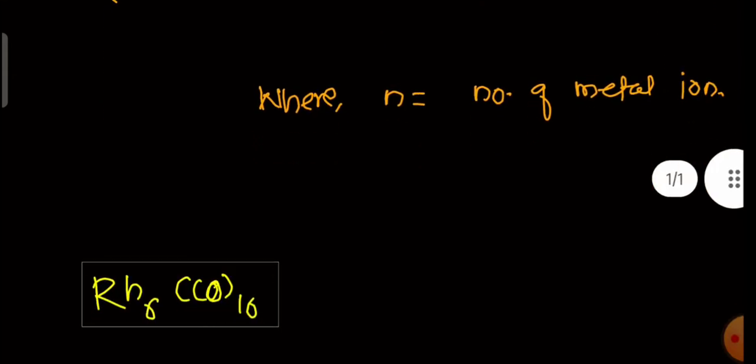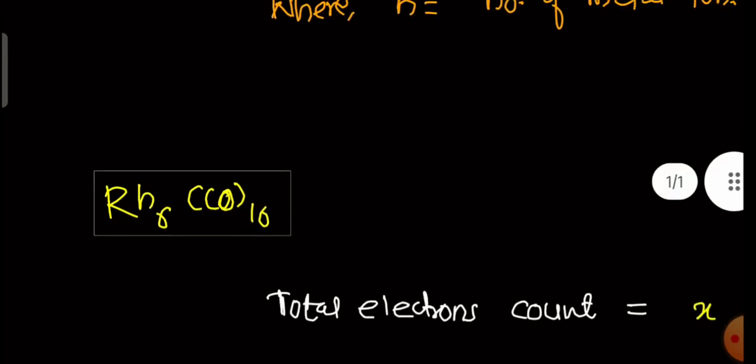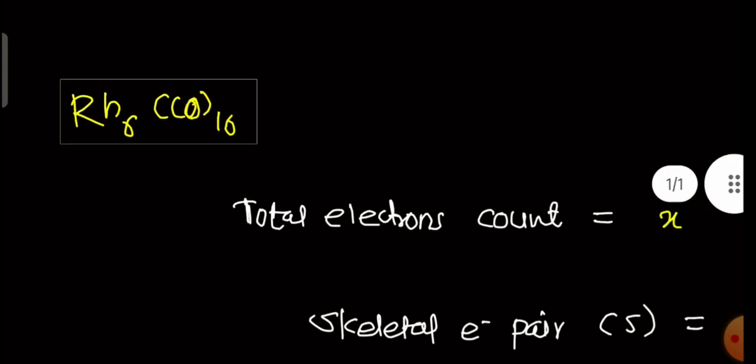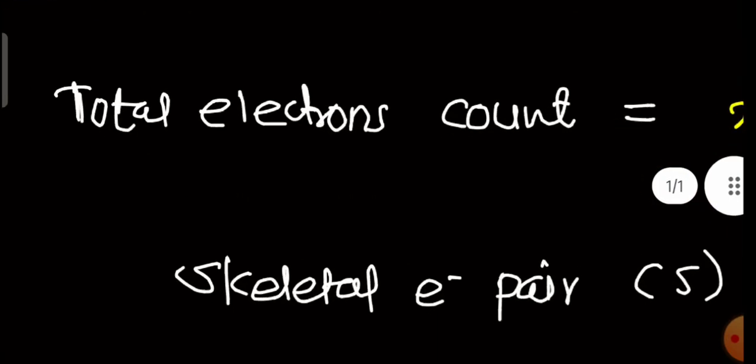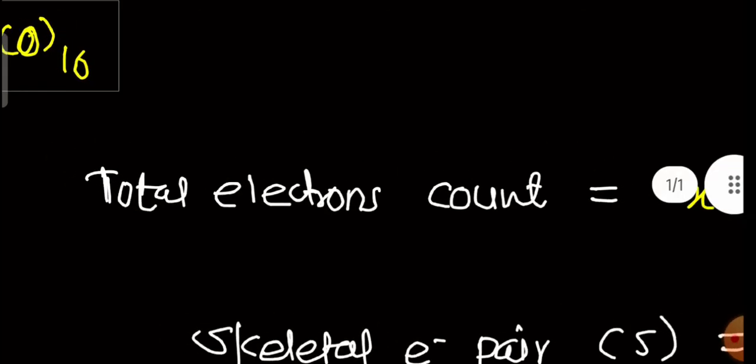First of all we have the example Rh6(CO)16. It is a cluster complex where 6 rhodium atoms are coordinated with 16 CO ligands. Now you know that for this we have to do some steps. First, we have to find out the total electron count. Suppose it is x.